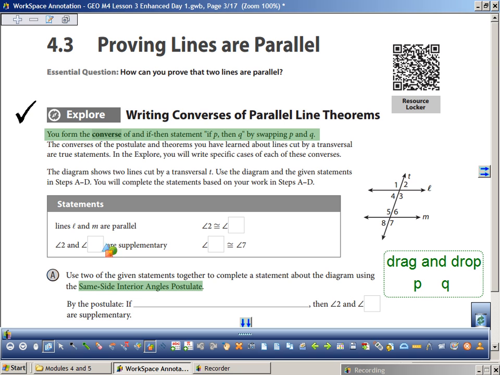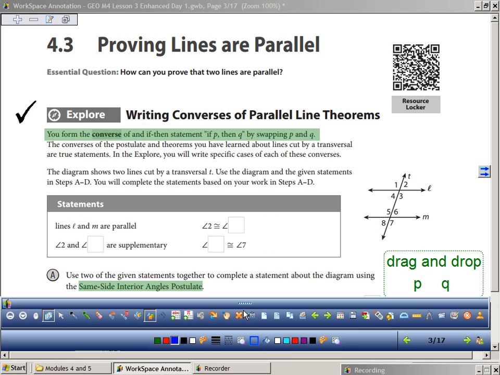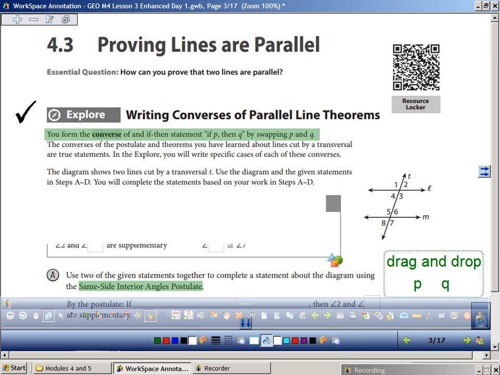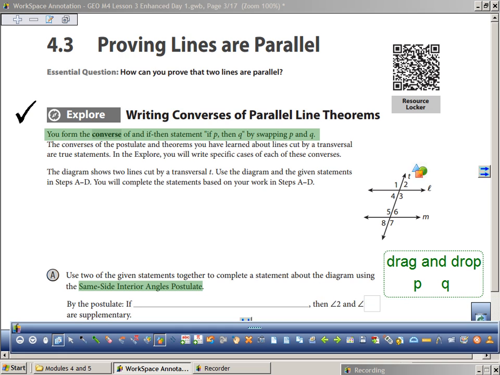And I don't like this at all. I used this last period. Uh-oh. Change that. Alright, we're not going to look at that right now.